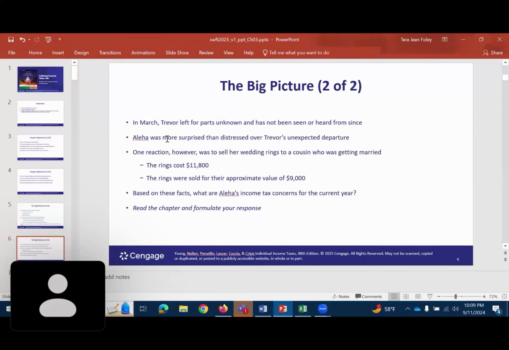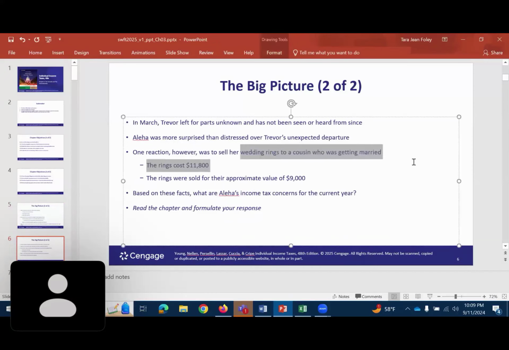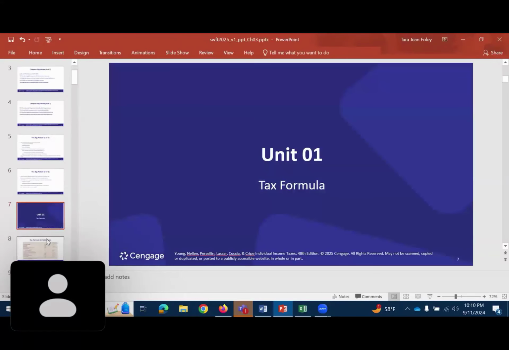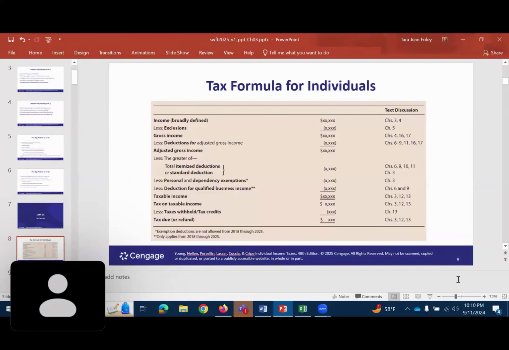Aaliyah was more surprised than distressed over Trevor's departure. One reaction was that she was going to sell her wedding rings to a cousin who was getting married. The rings cost her $11,800 and she sold them for $9,000. So that's $2,800 of a quote unquote loss that she has there. Is that loss allowed to be taken? So what's the tax concerns? So what's the tax formula?